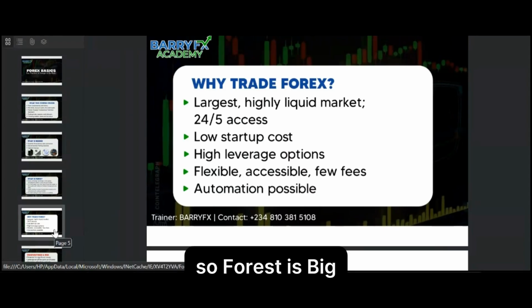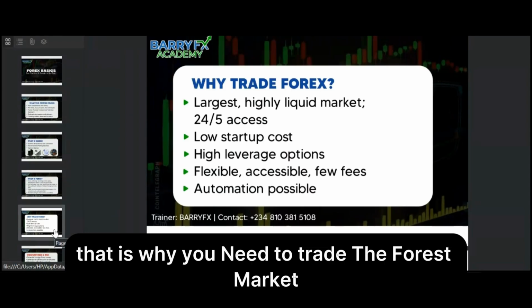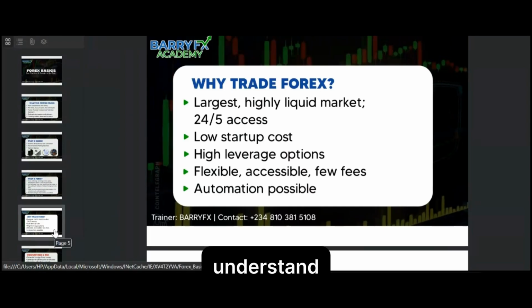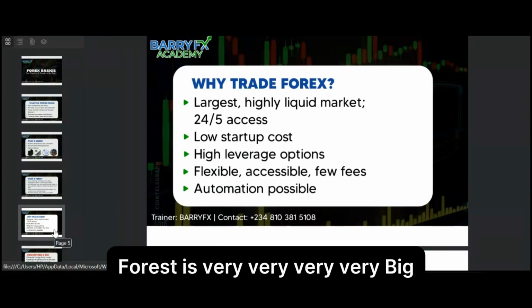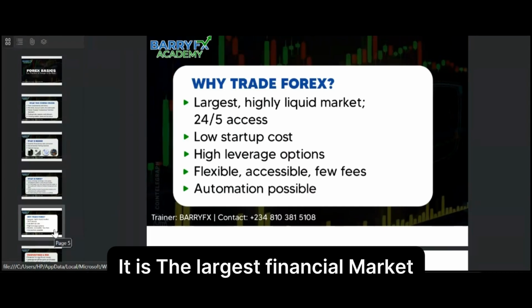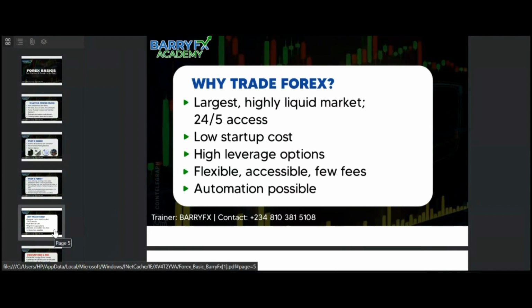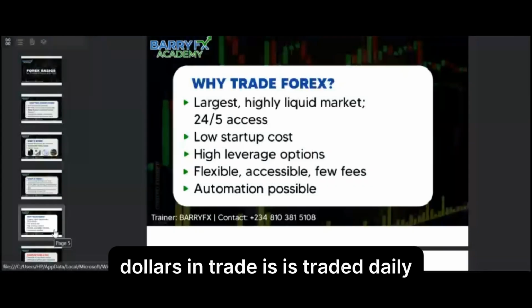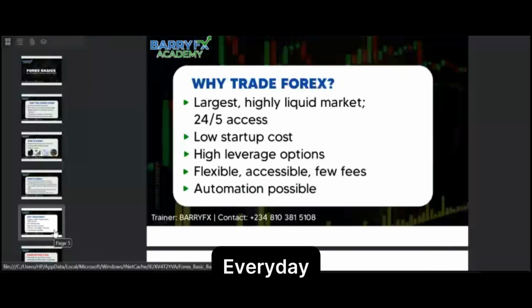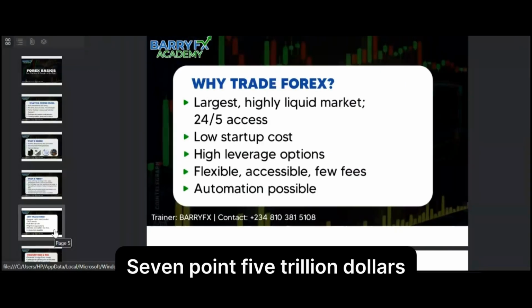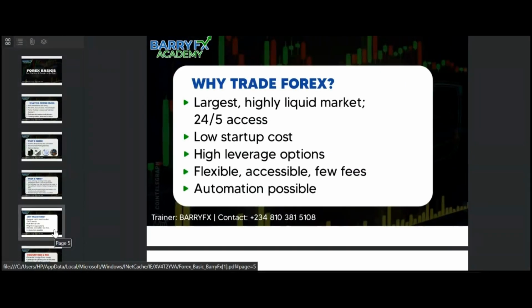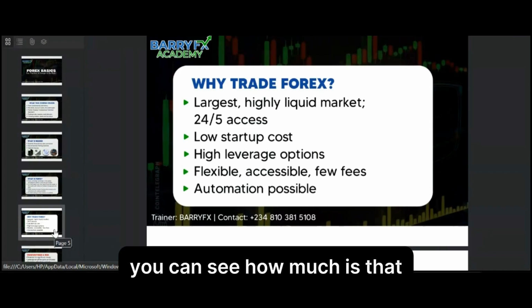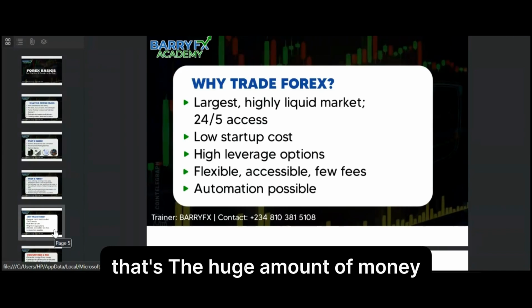So forex is big. That is why you need to trade the forex market. Understand? Forex is very, very big. It is the largest financial market in the world, with over $7.5 trillion traded daily. Every day, $7.5 trillion is being traded in the forex markets. You can see how much that is. That is a huge amount of money.